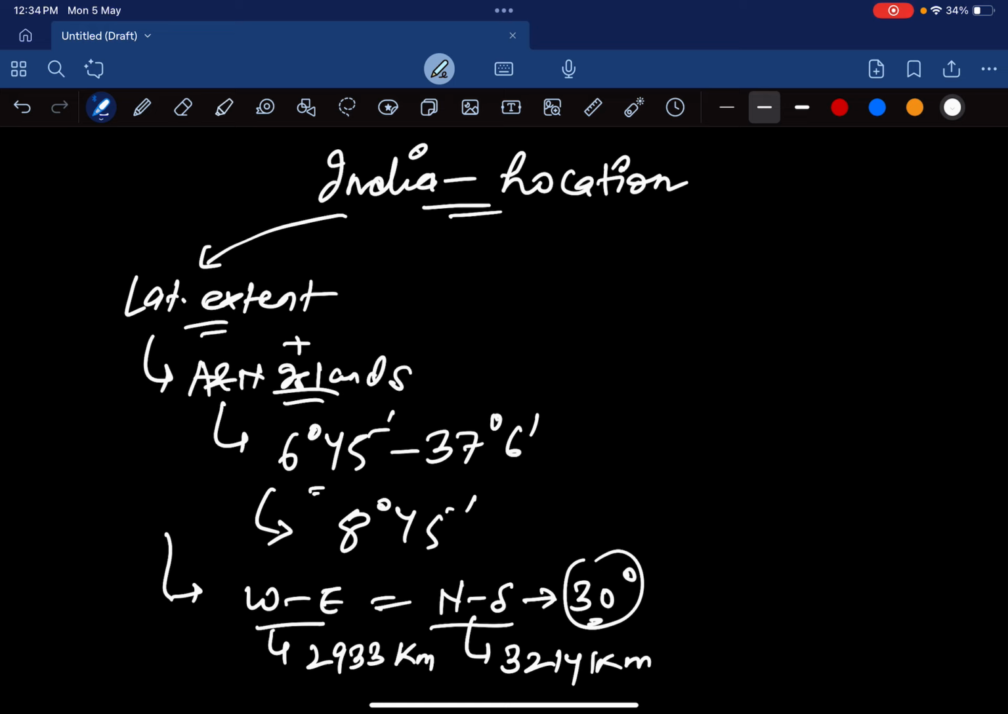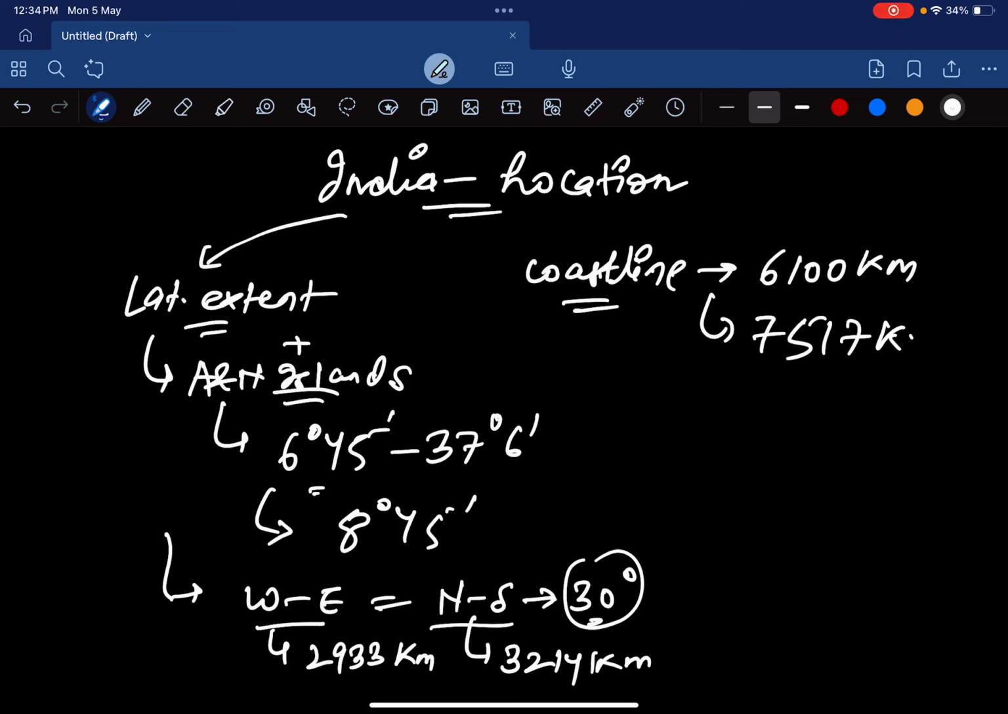Okay, now let's look at the coastline. So the coastline is, if we just include the mainland coastline, it's just 6100 kilometers. But if we include both islands, that is the Andaman Nicobar Island and the Lakshadweep Island, it comes out to be 7517 kilometers, right? Now let's look at the area.